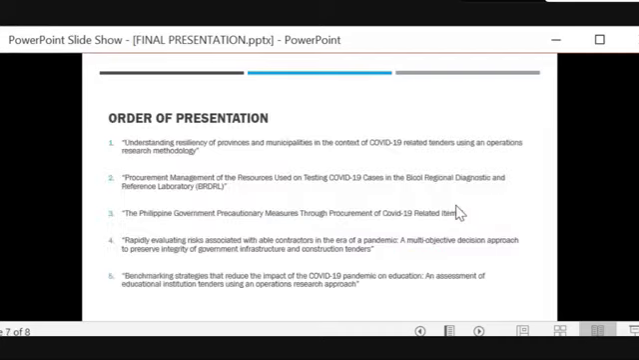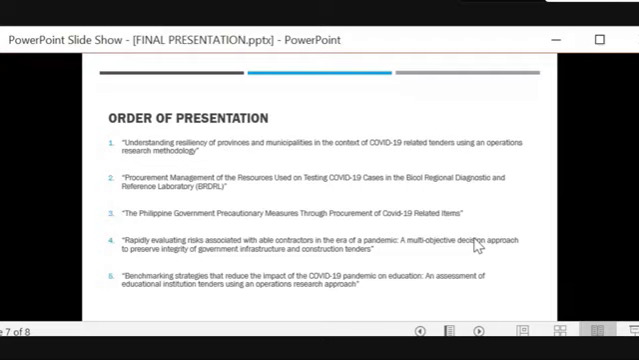Now, the order of the presentation will be as follows. I will read the topics. The first one: understanding resiliency of provinces and municipalities in the context of COVID-19 related tenders using an operations research methodology. Followed by procurement management of the resources used on testing COVID-19 cases in the Bicol Regional Diagnostic and Reference Laboratory. Third, the Philippine government precautionary measures through procurement of COVID-19 related items.